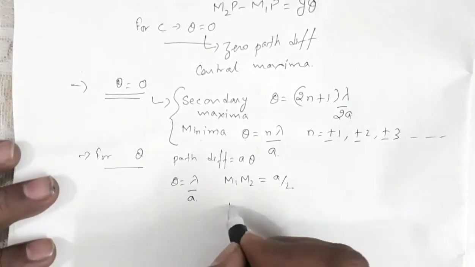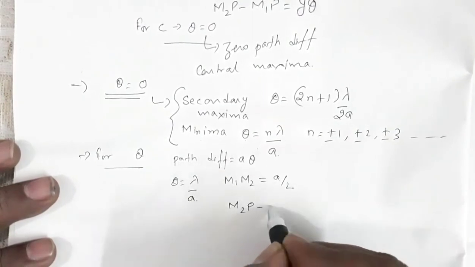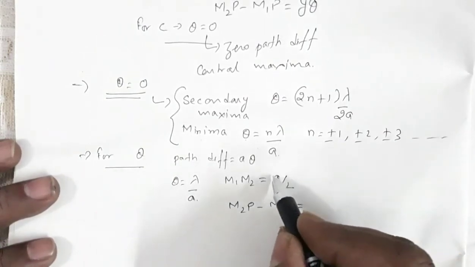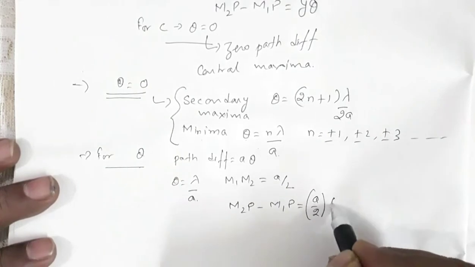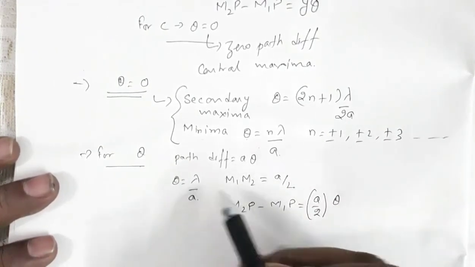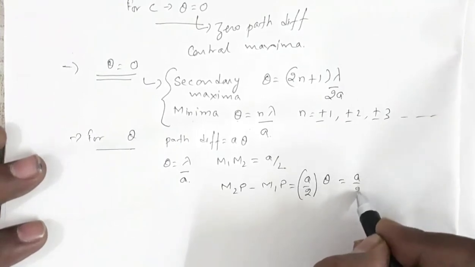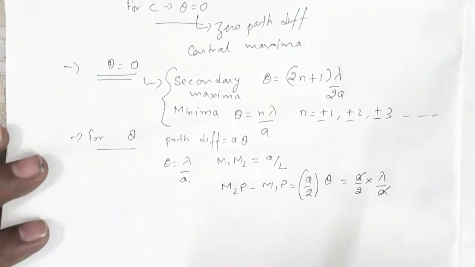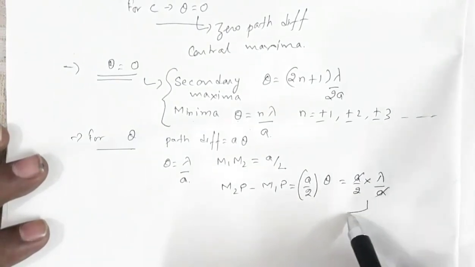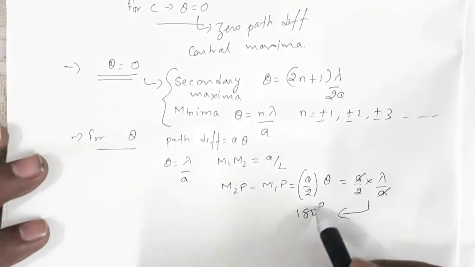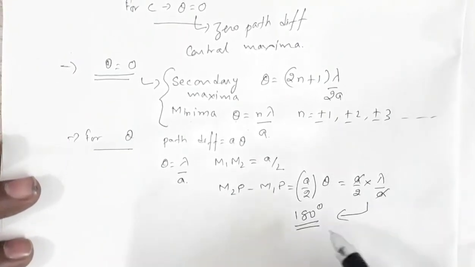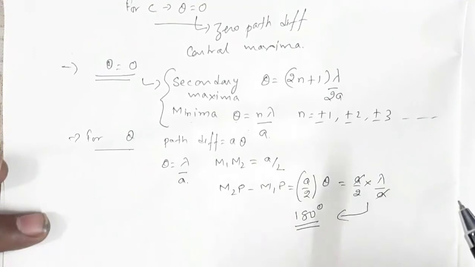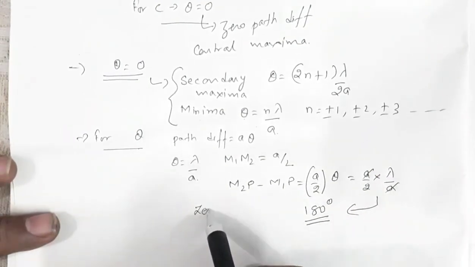So for M1, M2 equal to a by 2, what will be the path difference? M2P minus M1P is equal to a by 2 into theta. But theta is equal to lambda by a. So that gives a by 2 into lambda by a. So a cancels out and we are left with lambda by 2. A path difference of lambda by 2 is equal to a phase difference of 180 degrees. The two waves are 180 degrees out of phase, so they cancel out and we get zero intensity.